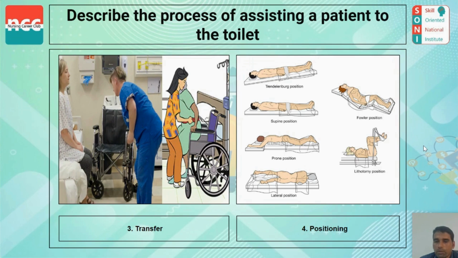Now we will discuss positioning. There are various types of positioning. First is Trendelenburg position, supine position, prone position, lateral position, lithotomy position, Fowler position. This is all about positioning, and we should do this positioning in accordance with the doctor's advice. It is very helpful to keep our body healthy.